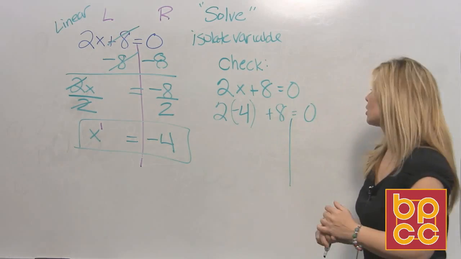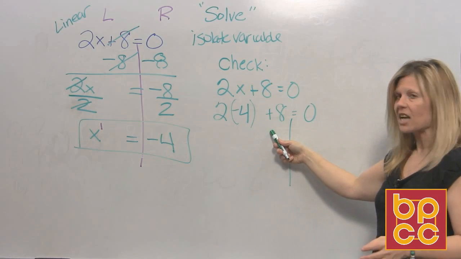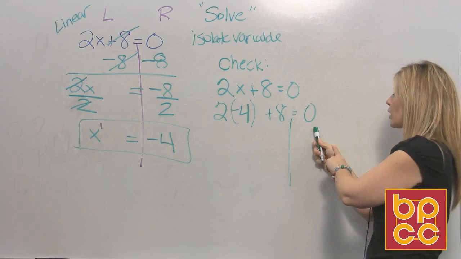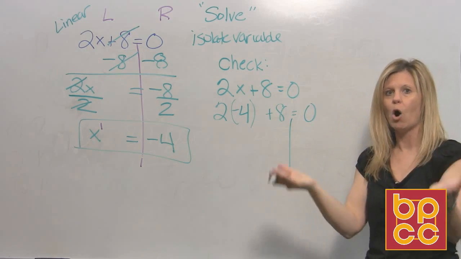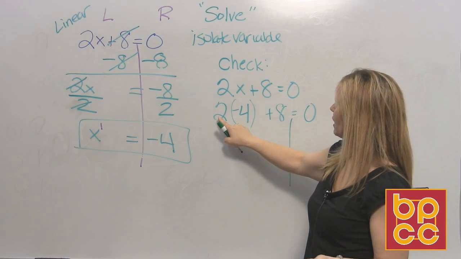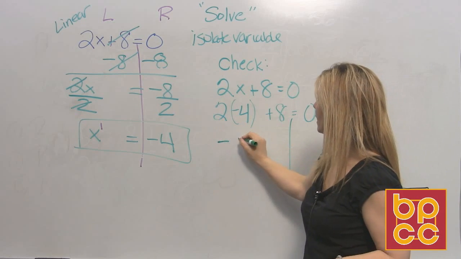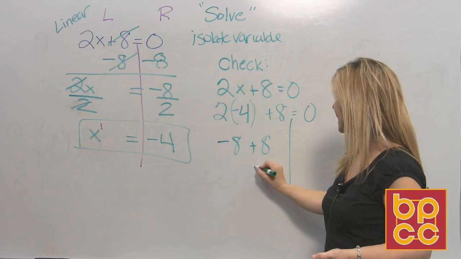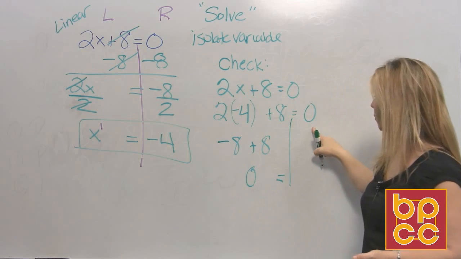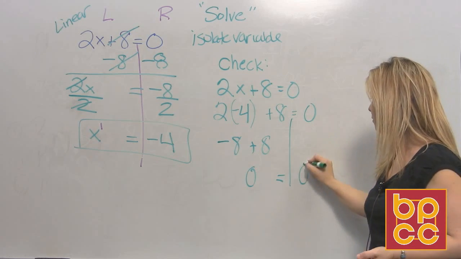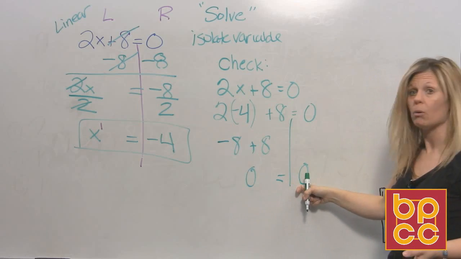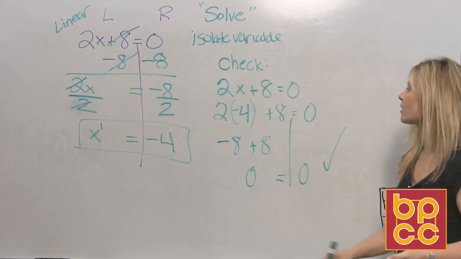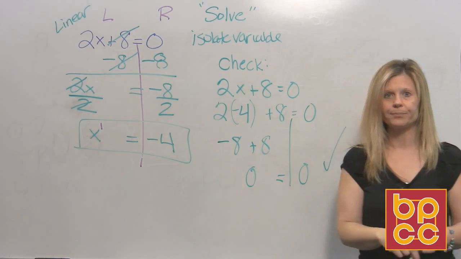Here's the equals, here's the wall. You work out the left side to become one number, you work out the right side to be one number, and you hope they balance. So on the left, 2 times negative 4 is negative 8. Negative 8 plus 8 is 0. On the right side, we already have a number. It's 0. 0 equals 0. That's true. It checks. That's our solution.